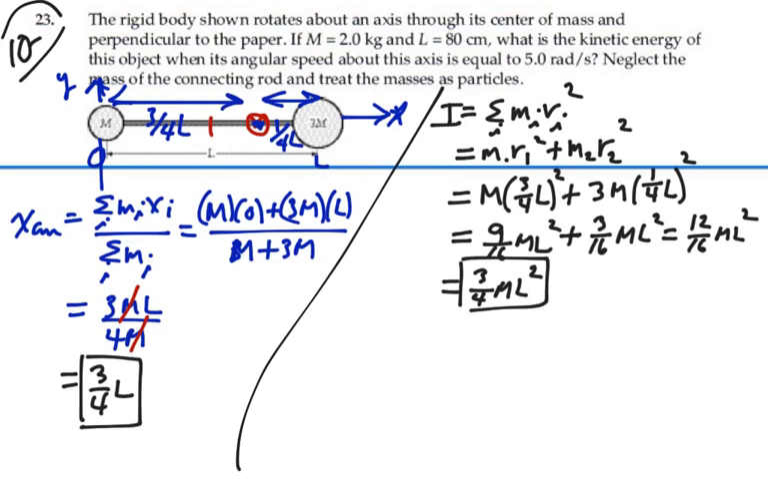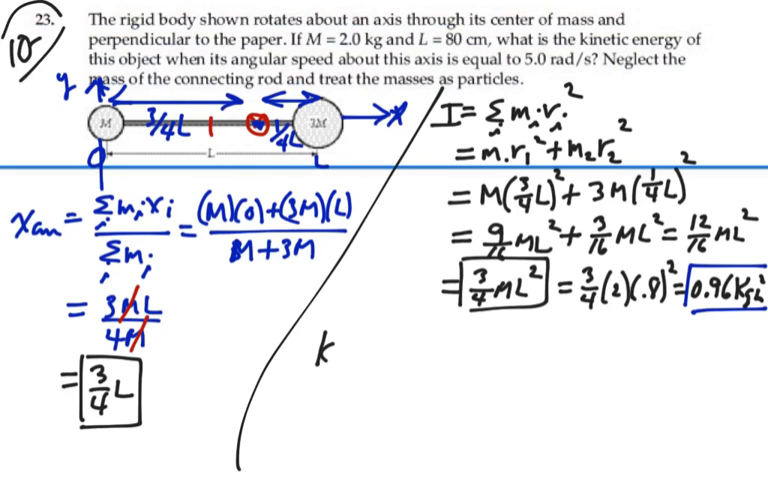We can actually calculate what this is in terms of a value. That is going to be 3/4 times m, which is 2 kilograms, and L, which is 0.8 meters, squared. So what is that? 0.96 kilogram meter squared. Okay, so that's our moment of inertia about the center of mass.